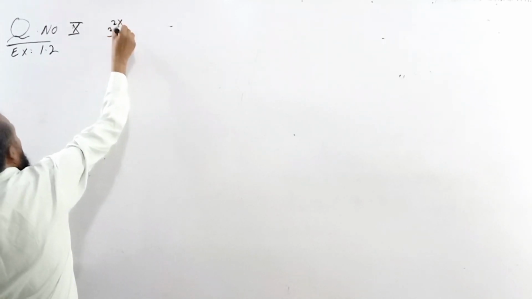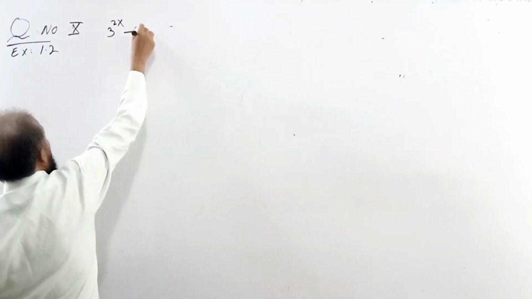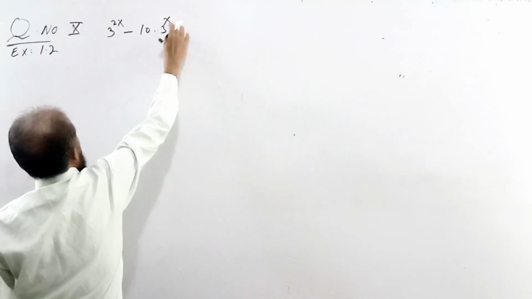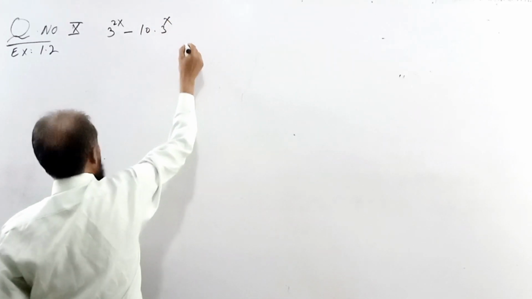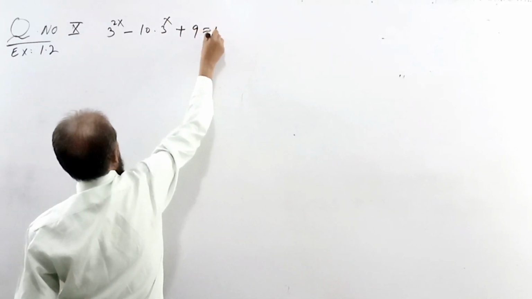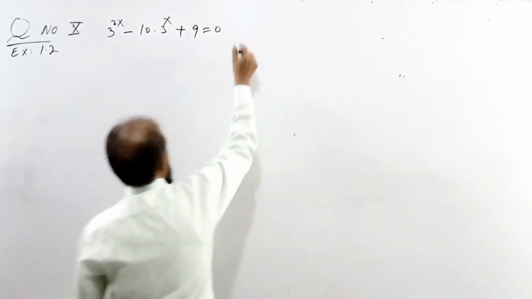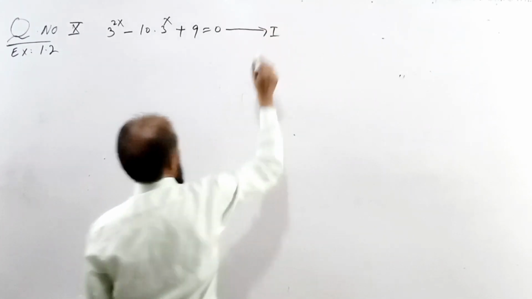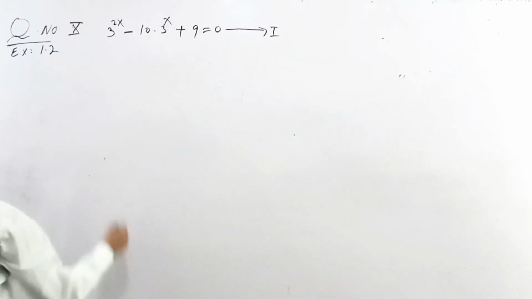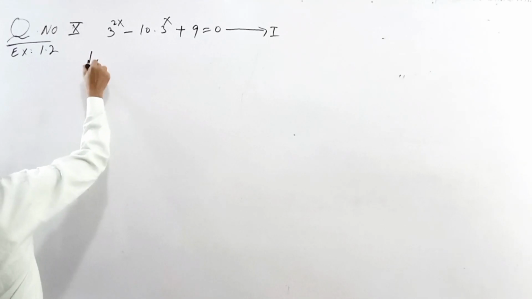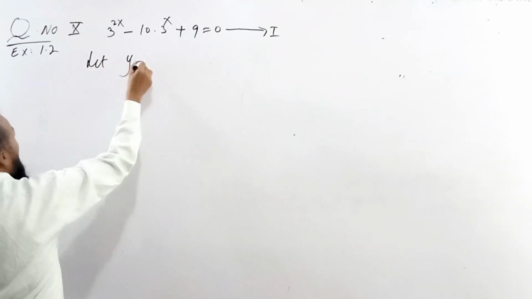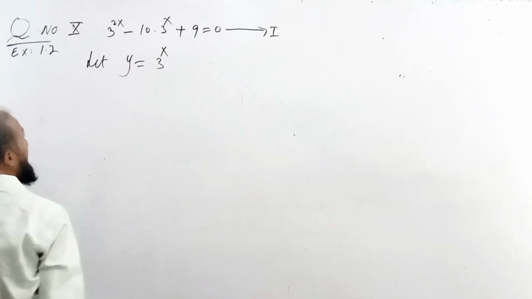3 power 2x minus 10 into 3 power x plus 9 is equal to 0. Now what is the solution of this equation? We are required the solution of x value. It means that here we take equation number first. We take supposition here. Let suppose that y is equal to 3 power x.